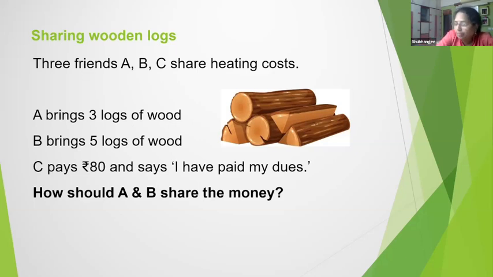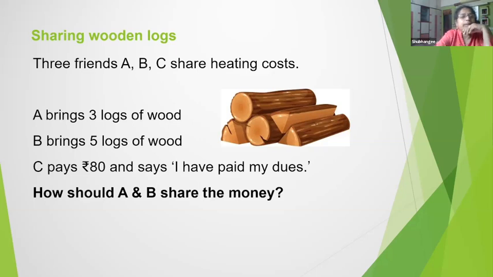First I thought that C paid his dues, which means 80 rupees he has to pay, and considering A and B will also pay 80 each. So 160. A and B are supposed to pay 160. If they collect money, then they will collect 80 each. So A and B will pay 160 together. And now we have to divide them in a 3:5 ratio. Something like that I did.